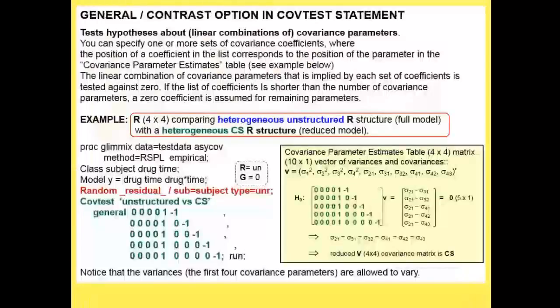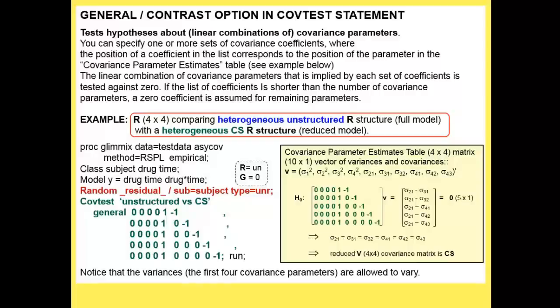If I want to do that using the COVTEST procedure, I write COVTEST and give it a label. In this case, the label was unstructured versus compound symmetric, which tells me what I'm doing. Then you have to write general, and then put in some numbers. These numbers allow the COVTEST procedure to carry out this test, to see whether an exchangeable correlation structure is as good as the unstructured.